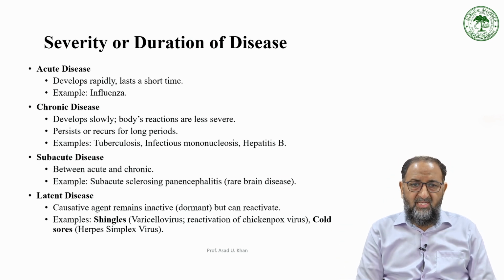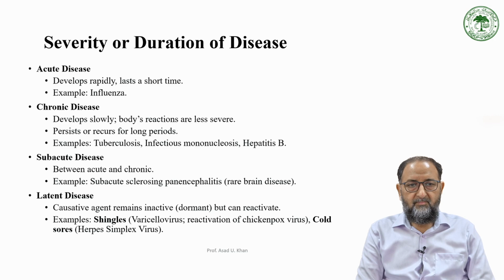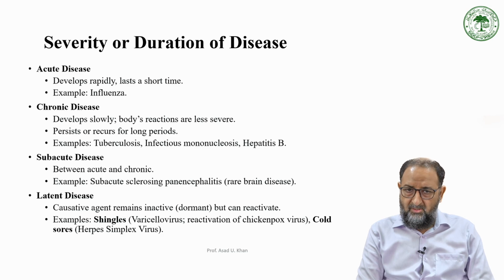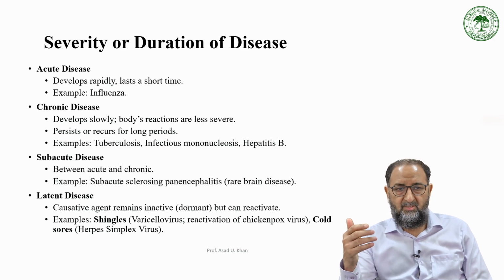Subacute disease is between acute and chronic. Subacute disease means a disease between acute and chronic. An example: subacute sclerosing panencephalitis, a rare brain disease. Right. So this is called subacute disease.